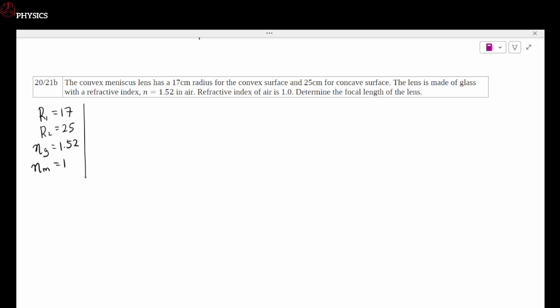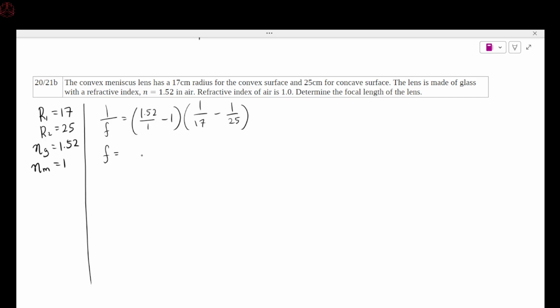Quite easily I can use the lens maker equation. I have 1 over f is equal to 1.52 over 1 minus 1, and then 1 over 17 minus 1 over 25. Once I have that, I can find that my f is equal to, let me key that into my calculator, 102.16 centimeters. It's quite easy as that.